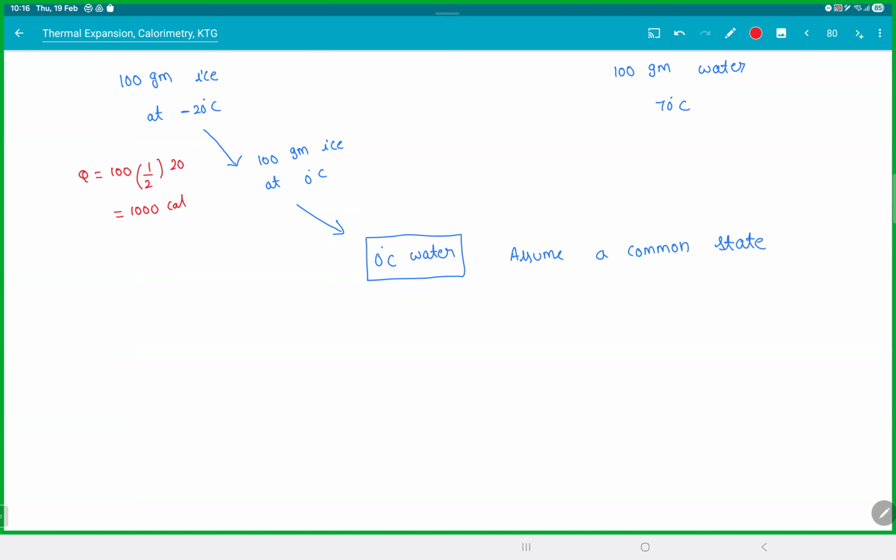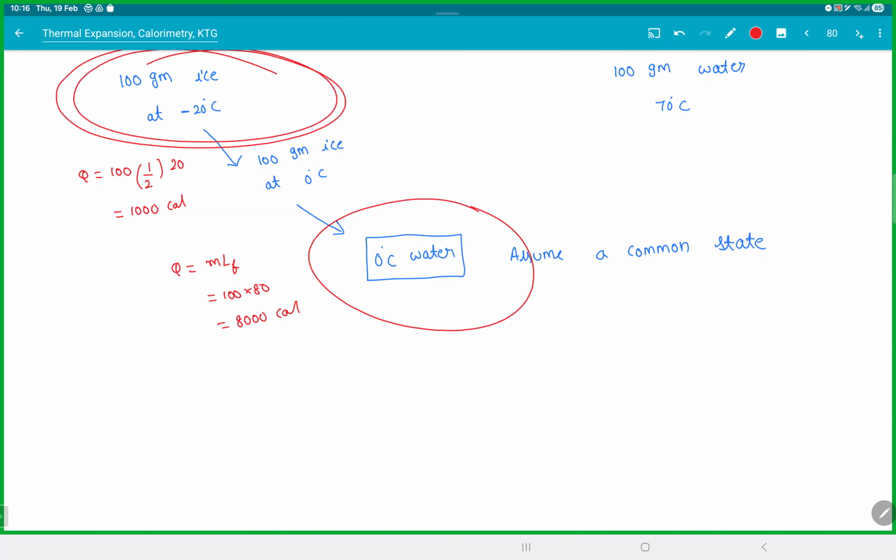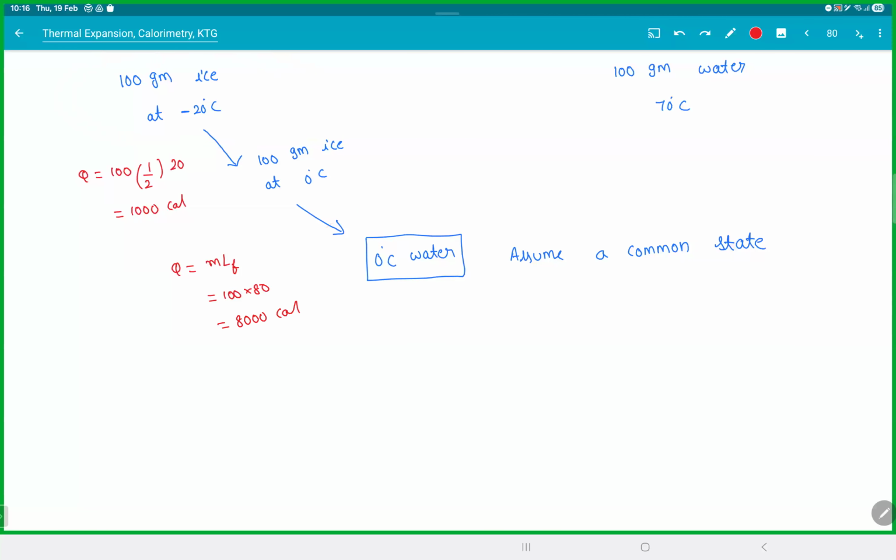Then ice is melting from ice to water. Q is equal to M into LF. That would be 100 into 80. That is 8000 calories. That means for this guy to become water, someone has to provide 9000 calories. Is that making sense? Now for this guy to become water, it has to cool down. So Q is equal to MS delta T. This is 100, this is 1 into 70. So we got 7000 calories of heat will be released. When you're cooling down water, it releases heat.